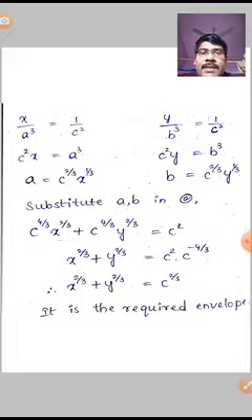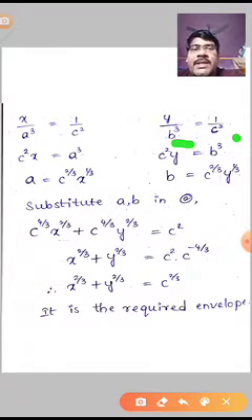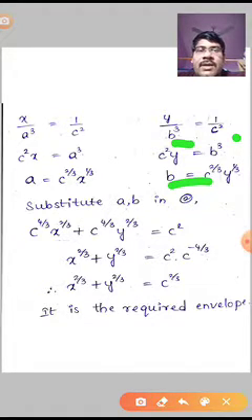Therefore, x by a cube is equal to 1 by c square. c square x is equal to a cube. That is, a is equal to c to the power of 2 by 3 into x to the power of 1 by 3. Here y by b cube is equal to 1 by c square. c square y is equal to b cube. That is, b is equal to c to the power of 2 by 3 into y to the power of 1 by 3. Here we are getting the a and b values.